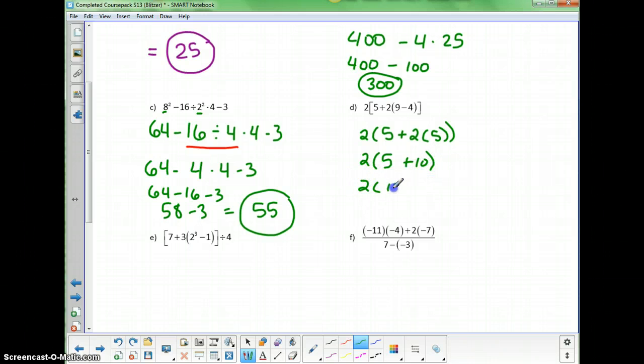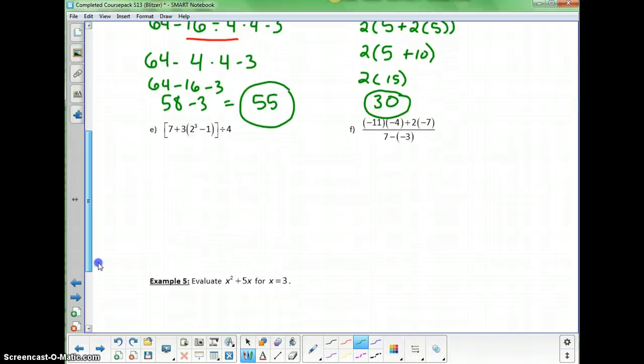So it's 2 times 15. And finally, finish with that last multiplication and get our 30. Making sure we work through the order of operations from the innermost parentheses to the outer. So the inside parentheses, then the multiplication, then the addition, then we finish the outside parentheses before we can finally do that multiplication.